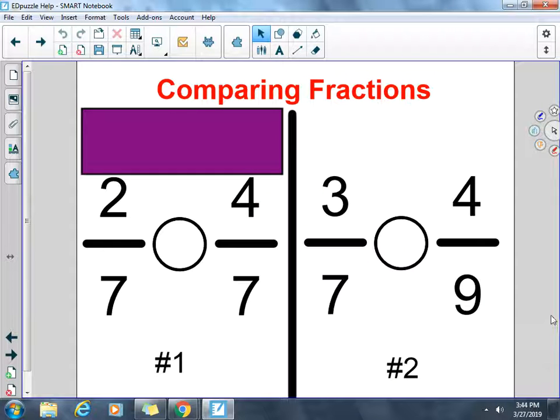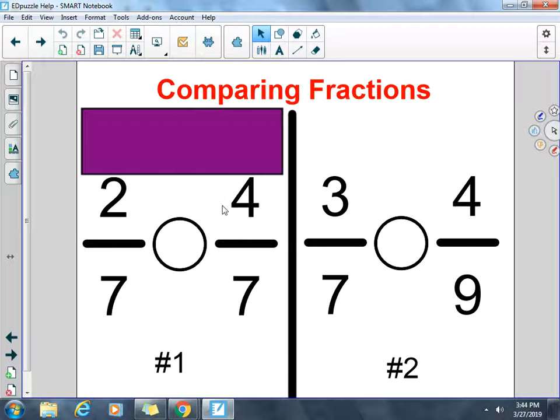All right, so when it comes to comparing fractions, I've given you two sets. Set number 1 is 2/7 something 4/7. And set 2 is 3/7 something 4/9. Which set, 1 or 2, do you feel like you could answer more effectively and be confident that you're maybe right with it?